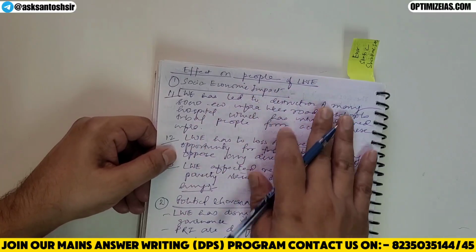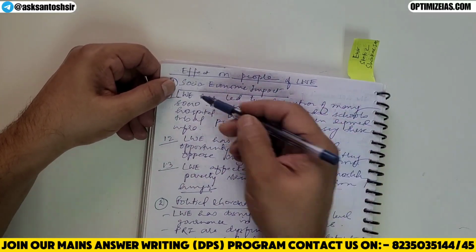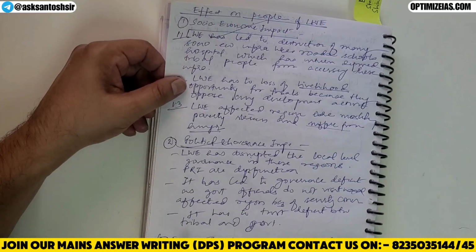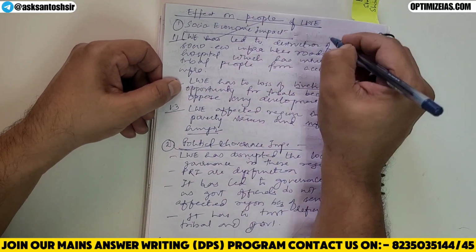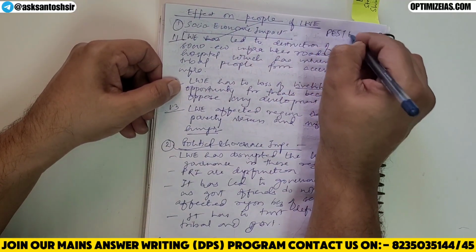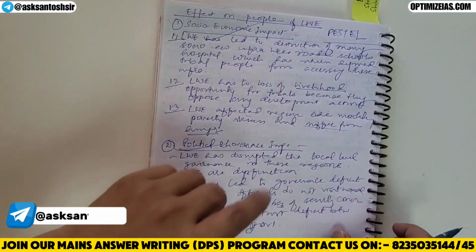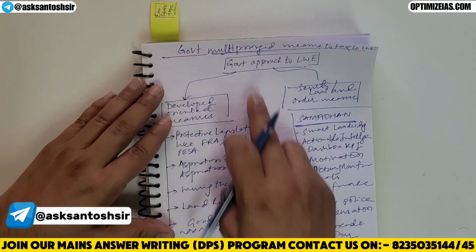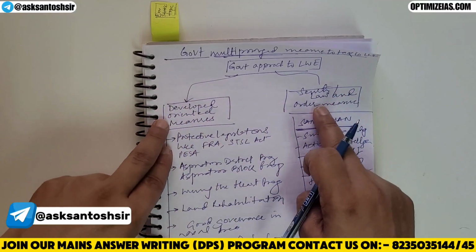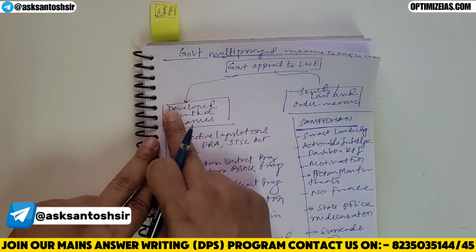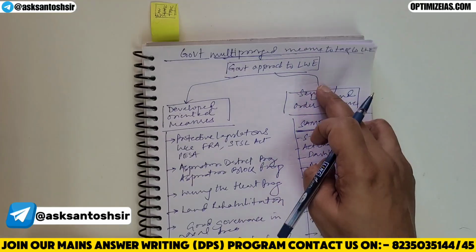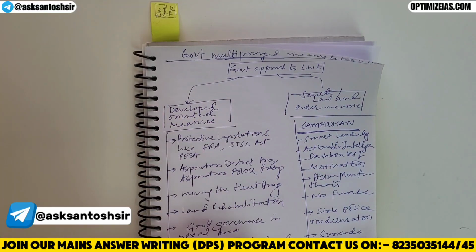Second, impact. Whenever they will talk about impact, always write in multidimensional: socio-economic impact, political impact, economic impact, law and order impact. So pestle approach is called pestle approach, meaning polity, economy, society impact. And next is government's approach. You can see how I have drawn two diagrams: development oriented approach and security oriented approach. I have given 5-6 points in each, and then I have given one conclusion.